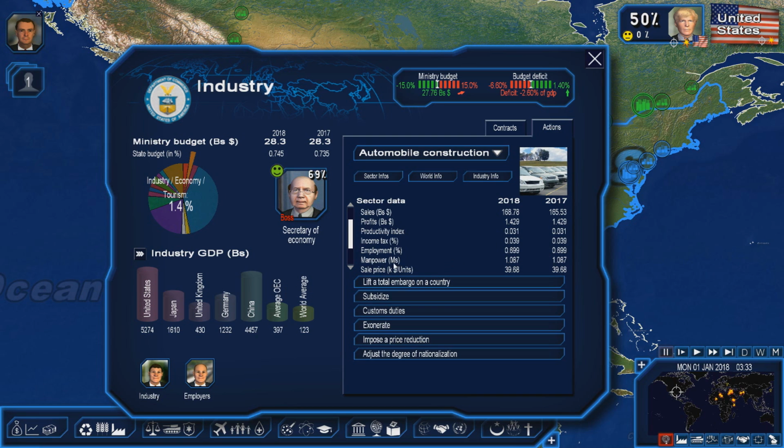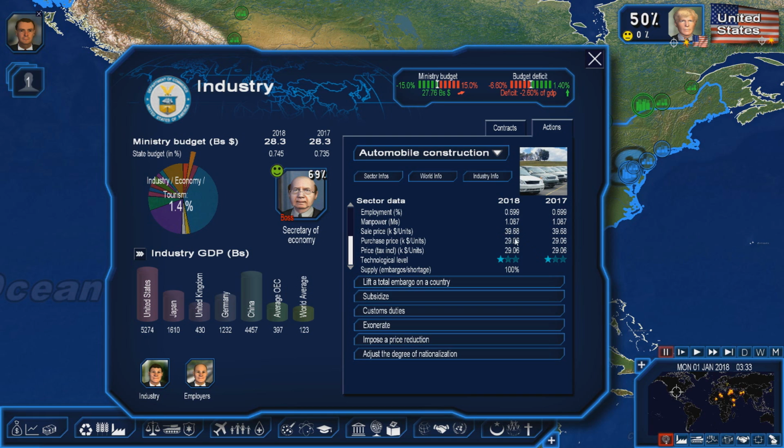And then we come over here. This is in numerical form, manpower. So we have 1.08 million people working in this sector. And then coming down, we see sell price. This is in thousands of dollars per unit. So the sale price of one vehicle is $39,000. And this is used in trade, by the way. So sale price is how much we're going to be selling it for.